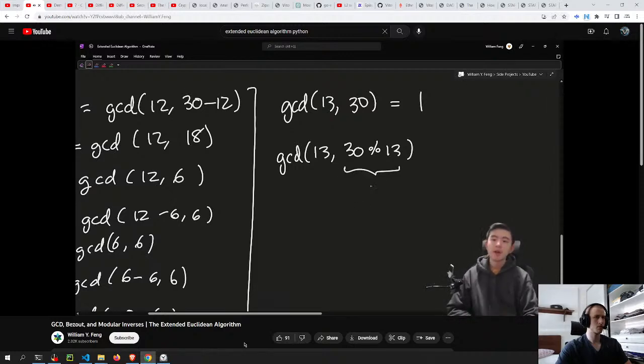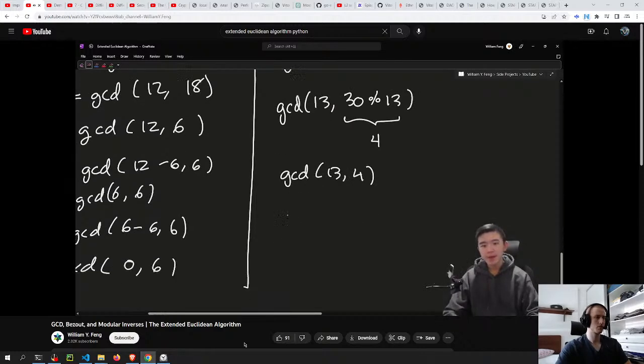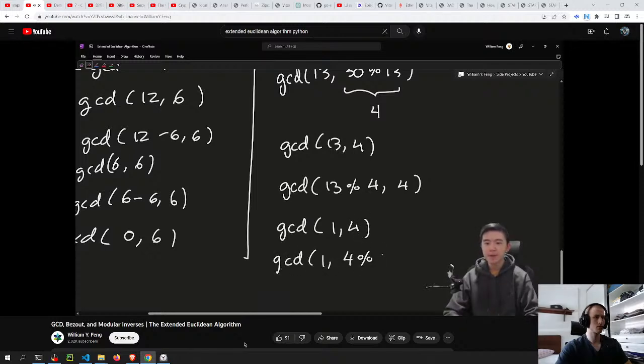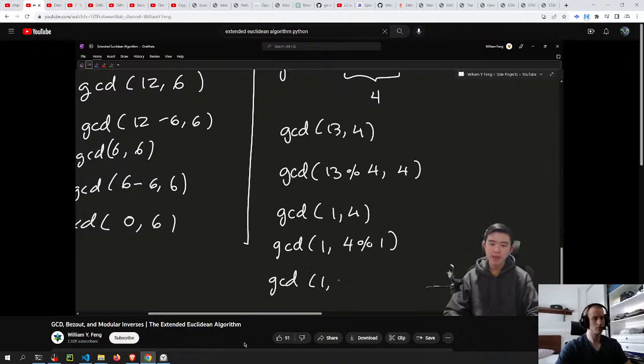So this percentage operator, if you're not familiar with it, just means remainder. So this evaluates to 4. So we can directly go to GCD of 13, 4. And then we can do it again, except 13 percentage 4. So the remainder when 13 is divided by 4 can take the place of 13. And this just becomes GCD of 1 and 4. And then we do GCD of 1, and the remainder when 4 is divided by 1, which is 0, at which point the algorithm terminates.